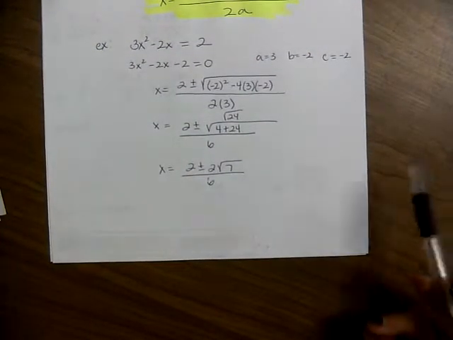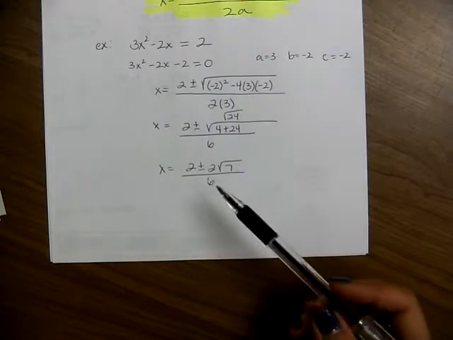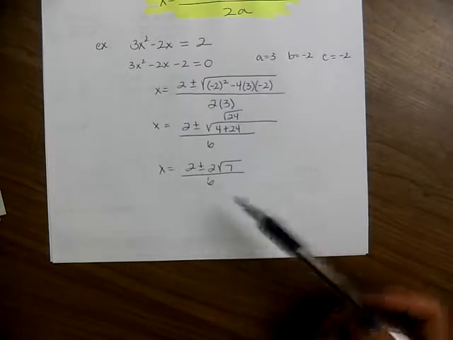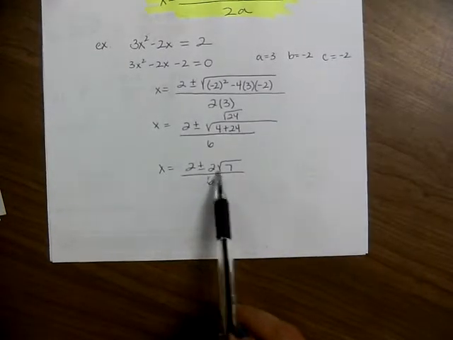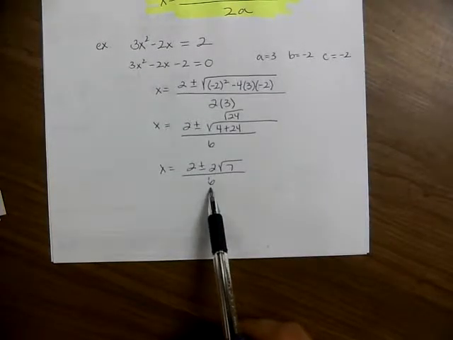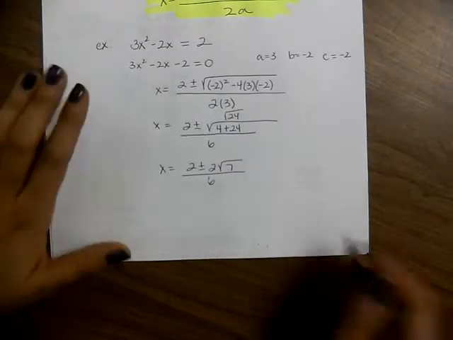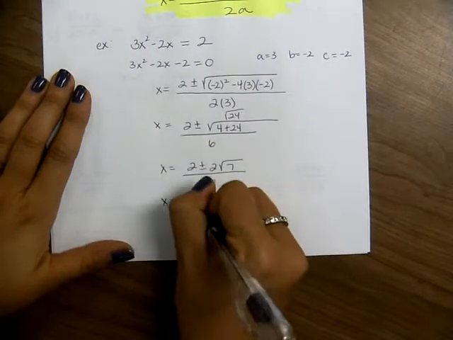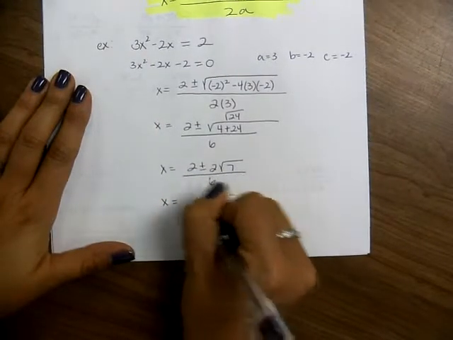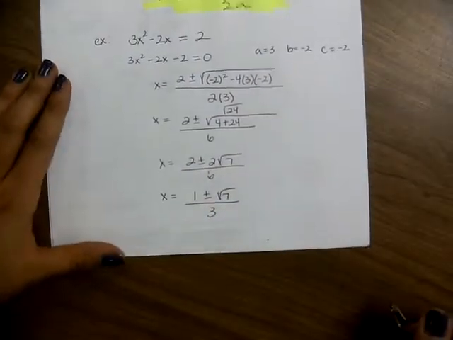The only way you can simplify at the very end is if all three of these terms have a common factor. So between 2, 2 root 7, and 6, everyone agree there's a common factor of 2? Okay, so these can simplify by dividing by 2. We get 1 plus or minus root 7 over 3.